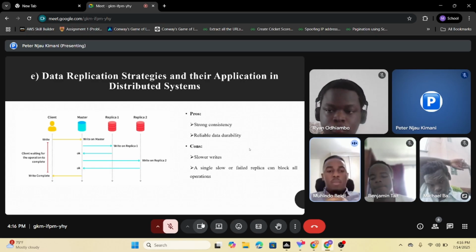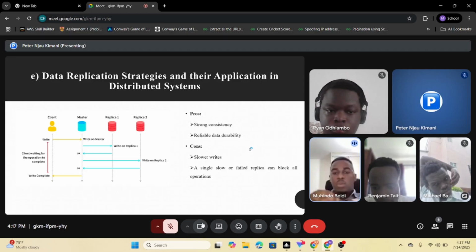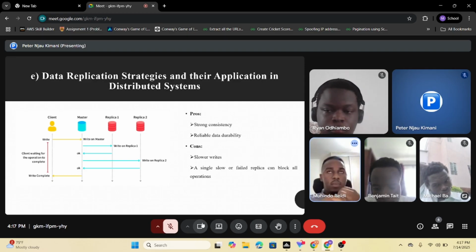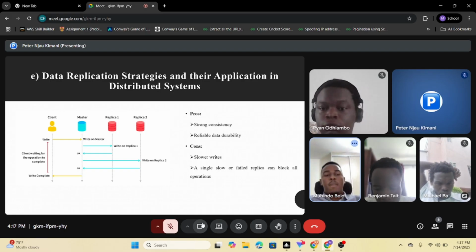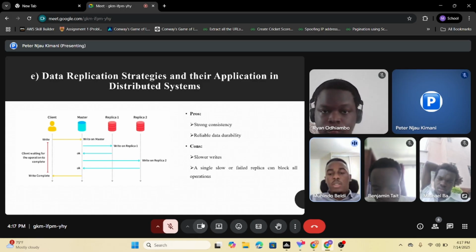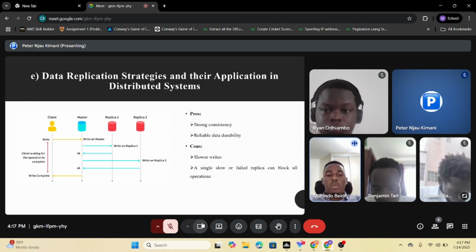In the diagram, you will notice how the arrows between the master and the replicas represent simultaneous writes. You will also note how the client waits for a confirmation, assuring that all replicas are updated before the operation completes. If even one replica is slow or unresponsive, the entire operation is delayed as the master waits for every replica to respond.